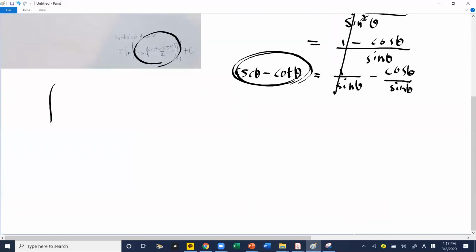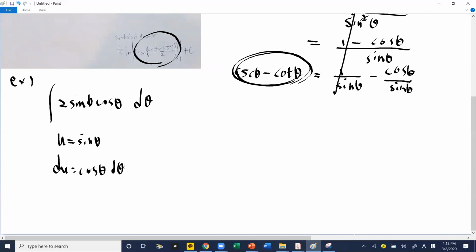Like this one: the integral of 2 sine theta cosine theta d theta. That time you can use u-sub, okay? This is one example where the antiderivative looks different but is the same. Sine theta, that time du equals cosine theta d theta, right? So this one becomes 2u du, right? So this is u squared plus c. So finally, the antiderivative is sine squared theta plus c, right?